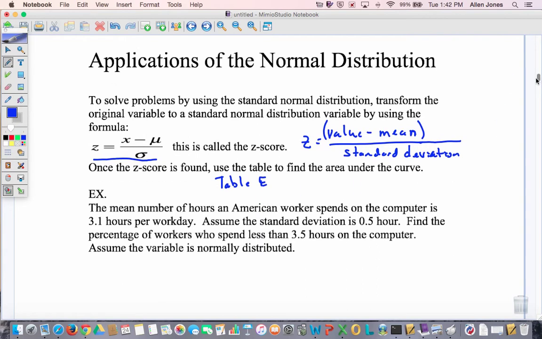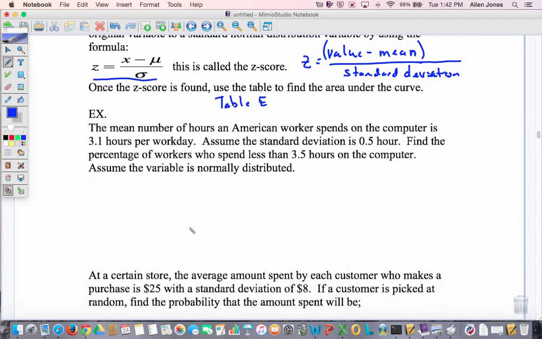So here we'll start out with a quick example. Mean number of hours an American worker spends on the computer is 3.1 hours per workday. Assume the standard deviation is a half an hour. Find the percentage of workers who spend less than 3.5 hours on the computer. Assume a normal distribution.